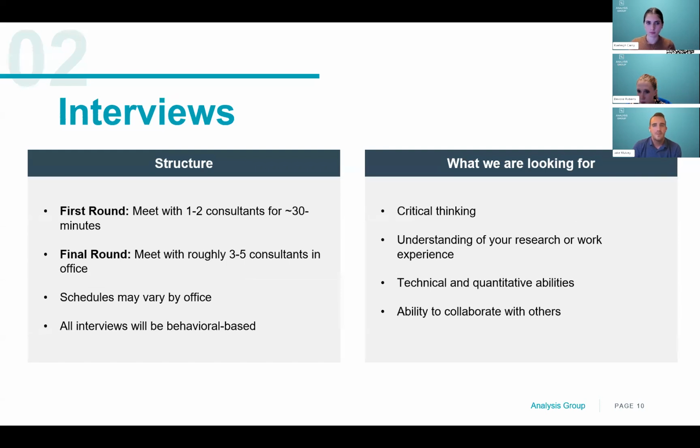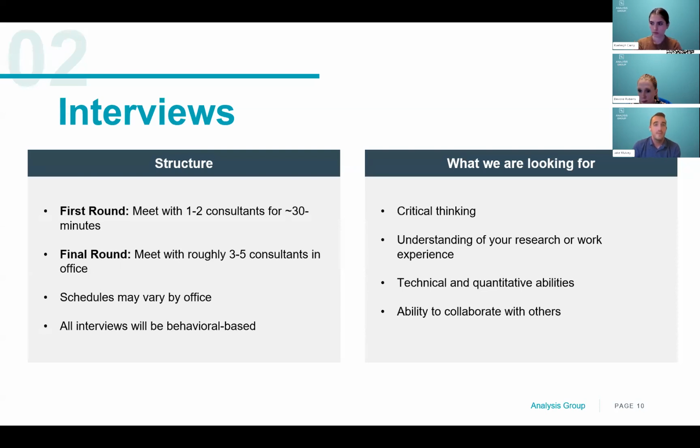All right, so now that we've talked a little bit about what we're looking for and our application requirements, I think it would be helpful to go into the structure of our interviews in terms of what you should expect as a candidate. And so we've broken this down to a few different areas here in terms of our first round and our final round. For the first round interviews, you can expect to meet with 1 or 2 consultants for about 30 minutes total. And again, that's going to be in a virtual setting. Our first round interviews are not in person.